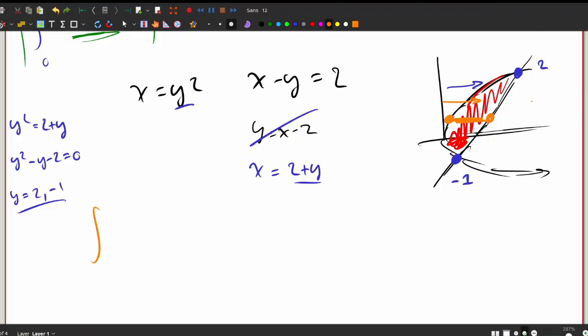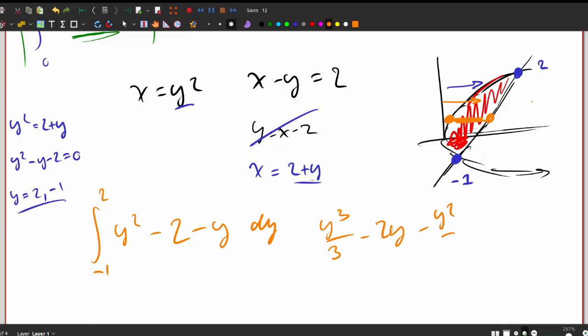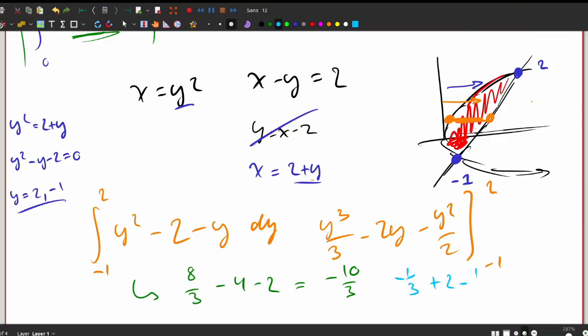So finally, we get the integral from -1 to 2 of y squared minus (2 plus y), so -2 minus y, with respect to y. This becomes y cubed over 3 minus 2y minus y squared over 2, from -1 to 2. So when we plug in 2, we get 8 over 3 minus 4 minus 2, which is equal to minus 10 over 3. When you plug in -1, you get minus 1/3 plus 2 minus 1/2, which is equal to 7 over 6.